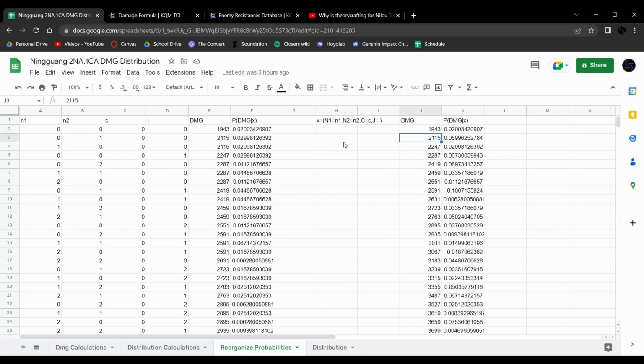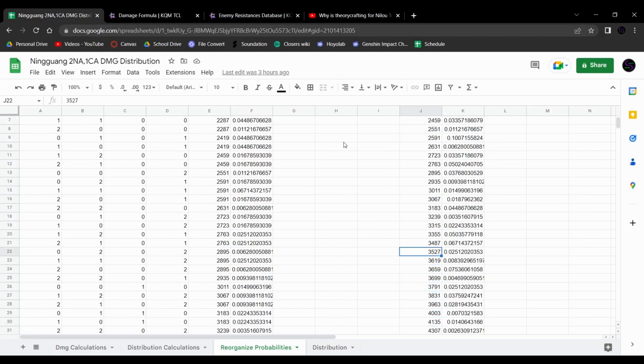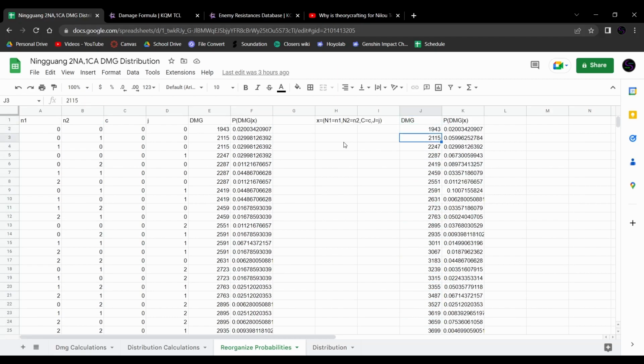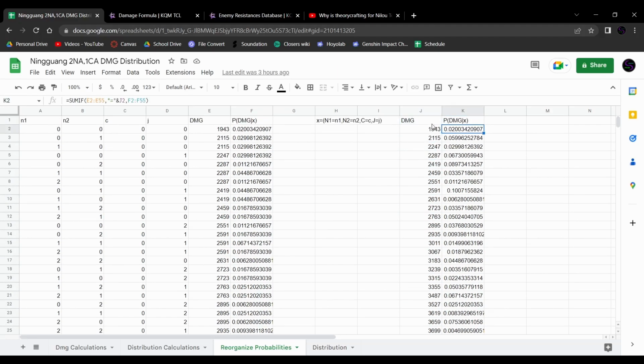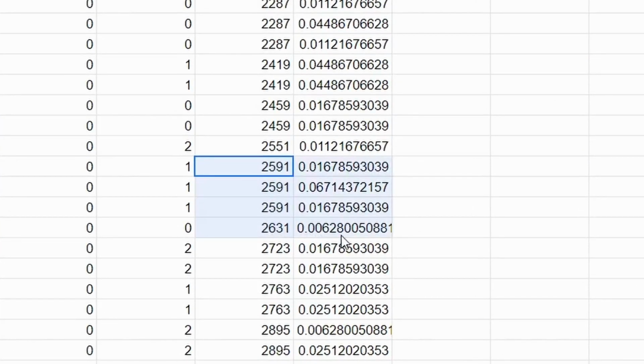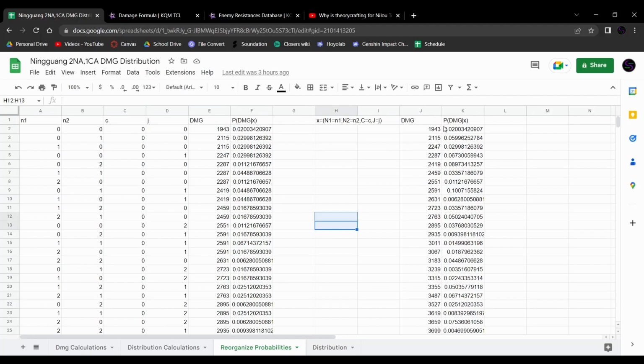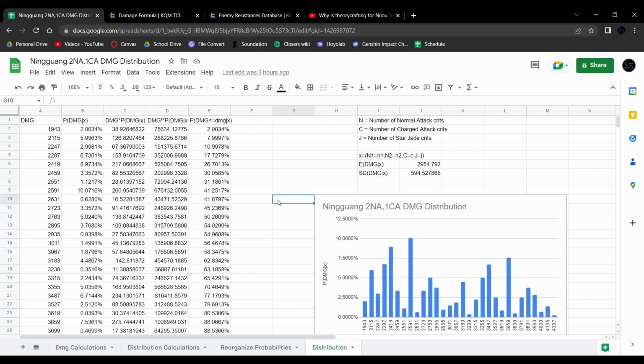We use this UNIQUE function to pick out the unique values, so you will not find any duplicates in this set. And we just add up all the probabilities with the damage corresponding to this one. So earlier we saw that this 2591 appears 3 times. So if I wanted to calculate the probability that I do this damage, I just need to add up these probabilities here. And once I've calculated all these probabilities, I can then go to the distribution.